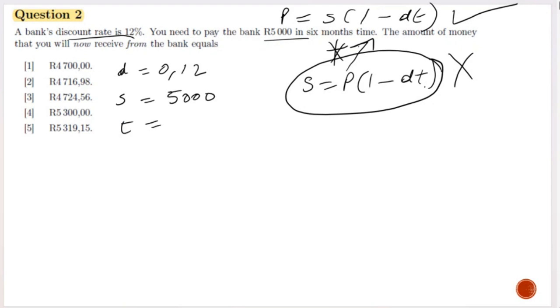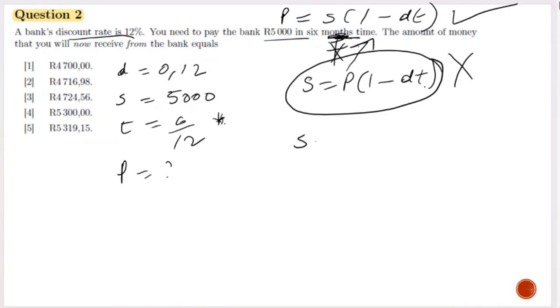Remember, we said if your time is 6 months, you need to divide that and write it as a fraction. So you're going to have 6 divided by 12. Okay, so now the amount of money that you will receive now, that means they are looking for P. What is important in this question is for us to be able to convert time and divide it by the units of the time that is given. So here the unit is months, so we are going to divide by the number of months in a year. So we are looking for P in this case.